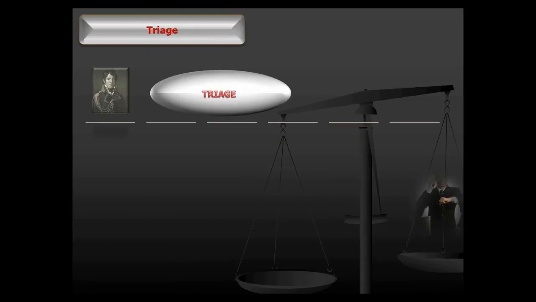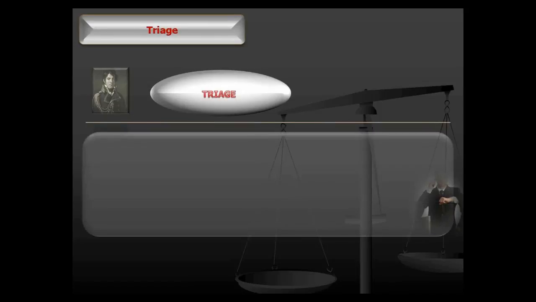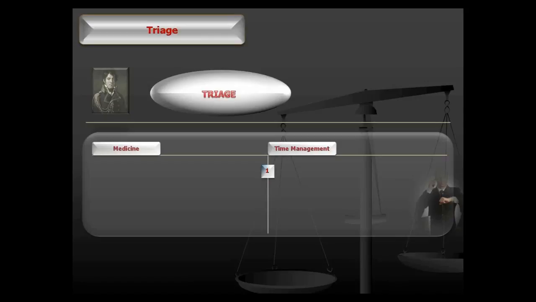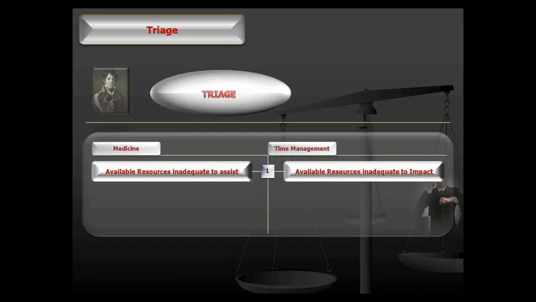Okay, now let's just take a look quickly at how it's been adopted from medicine to time management. Tier 1 is that the available resources that we have now are not adequate to assist this patient. It won't help him. It's been translated in a very similar fashion to time management, where the available resources are inadequate to impact or inadequate to get the tasks accomplished.